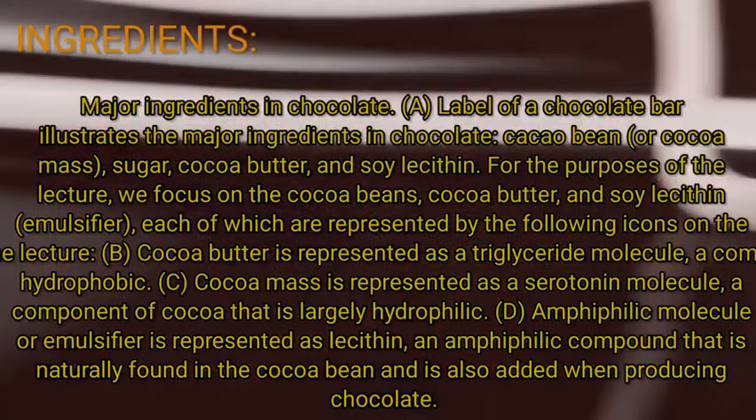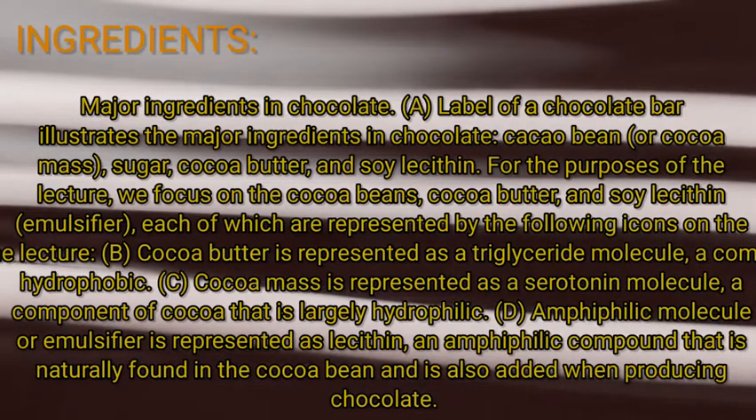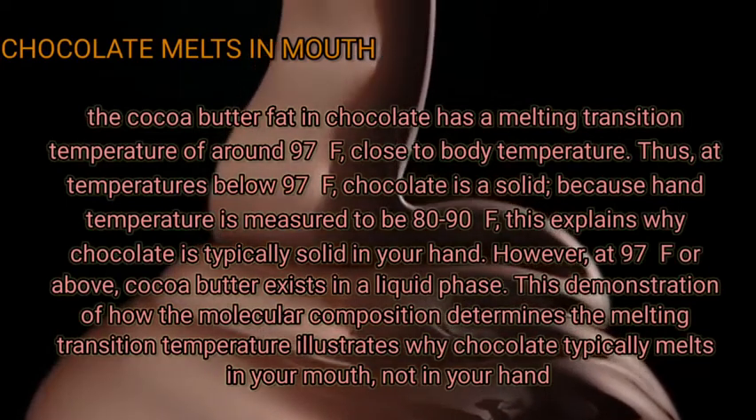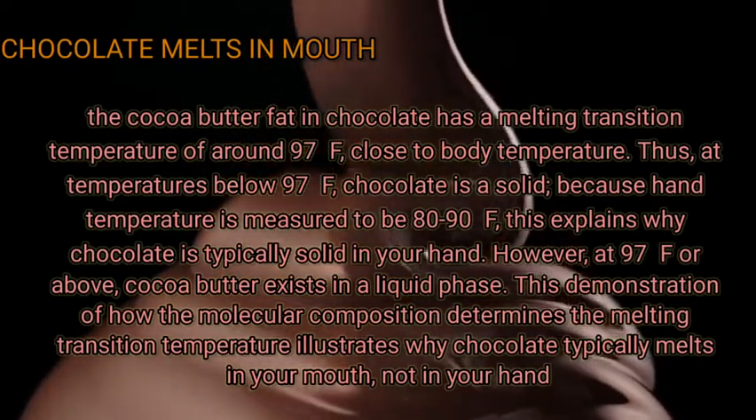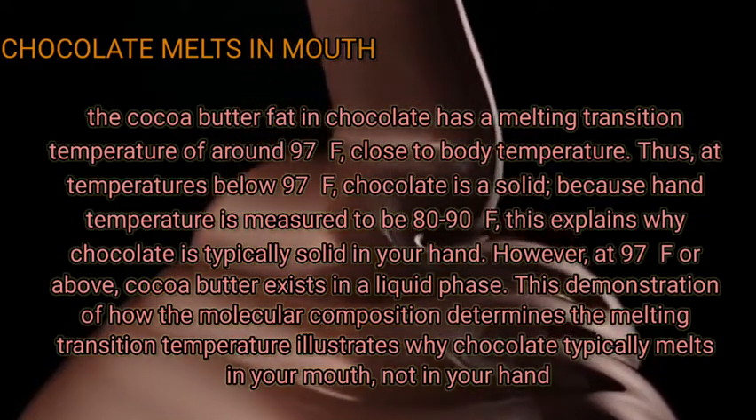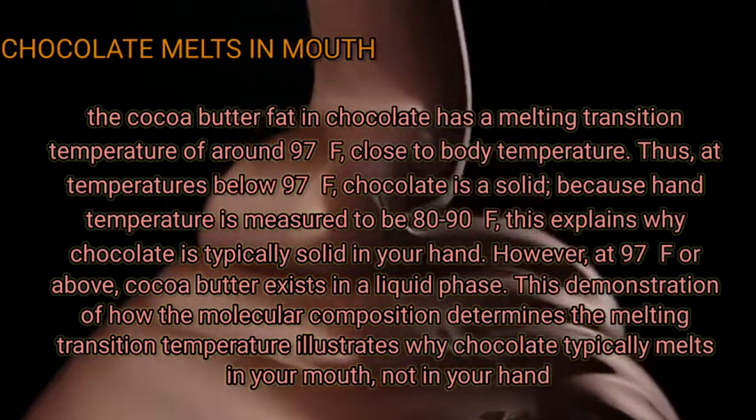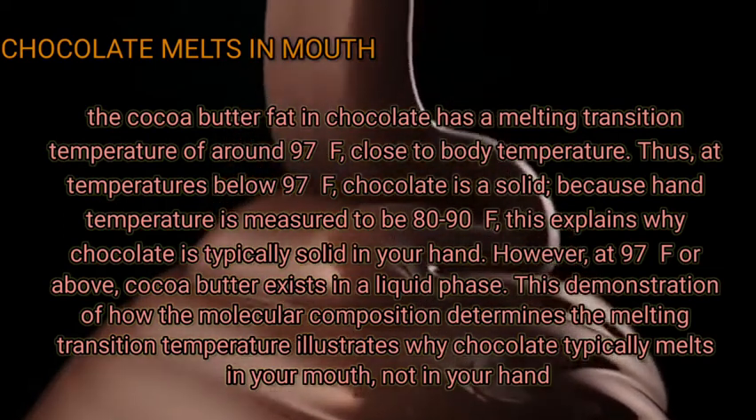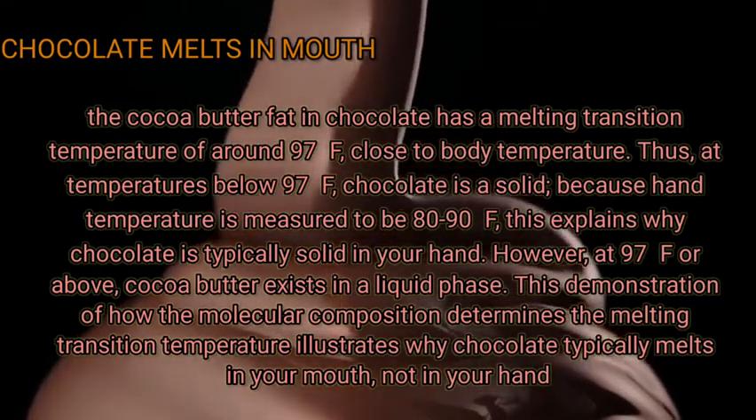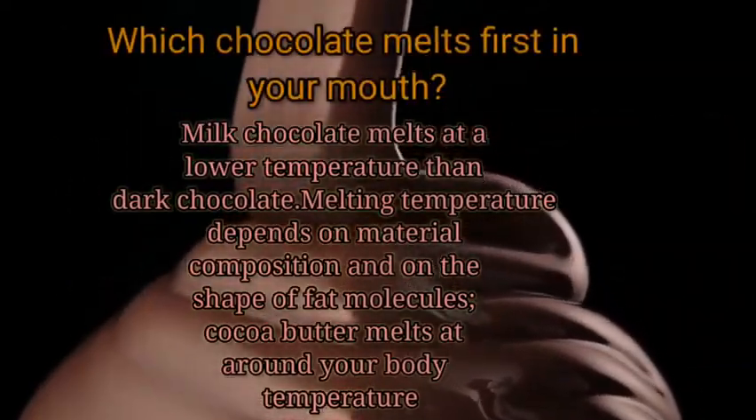But chocolate of any shape comes to a liquid phase somehow. How is it possible? It is because the cocoa butter fat in the chocolate has a melting transition temperature of 97 degrees Fahrenheit. 97 Fahrenheit is close to body temperature. But below 97 Fahrenheit, the chocolate is a solid and the hand temperature is measured to be 80 to 90 Fahrenheit. And this is the reason why chocolate melts in the mouth rather than in the hand. But at or above 97 Fahrenheit, the cocoa butter exists in a liquid phase.